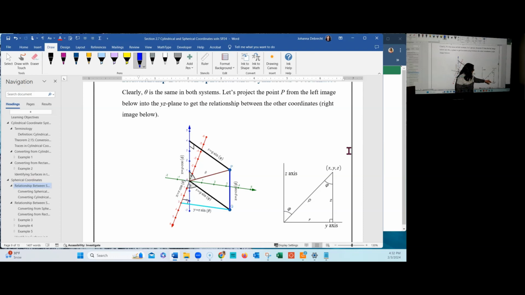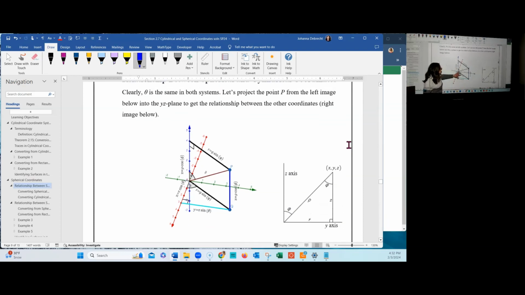Well, I also have the cosine of phi is the adjacent side z divided by the hypotenuse rho. So if I multiply by rho, I can come up with an expression for z. So z is rho cosine of phi, and r is rho sine of phi, the side opposite to it. And this gives us a way to relate the two together.